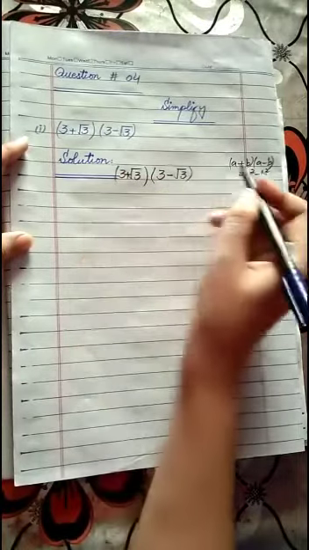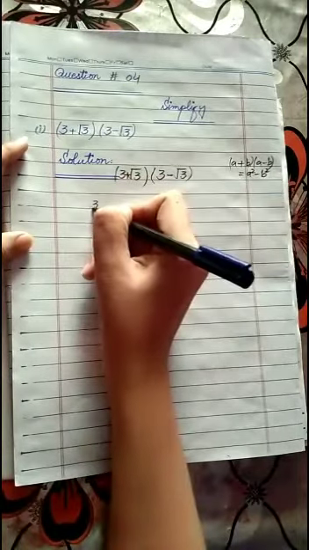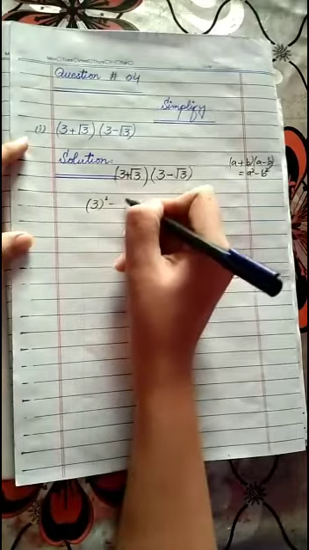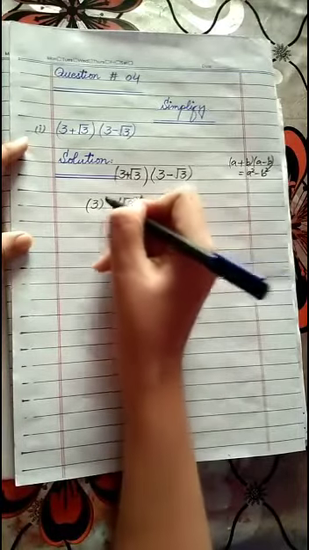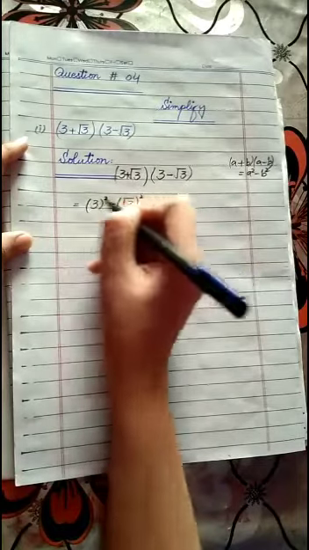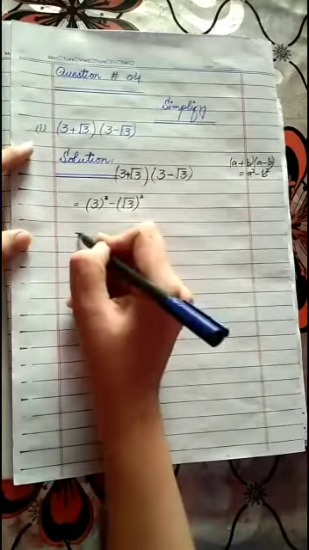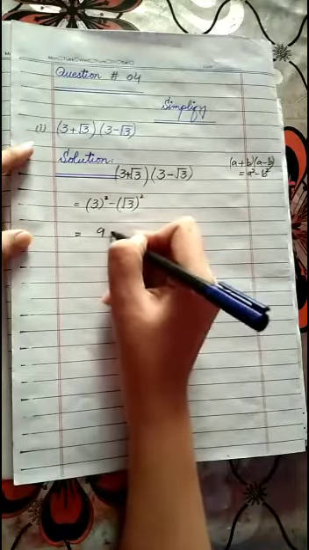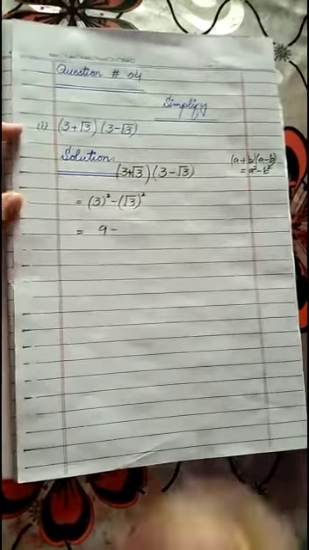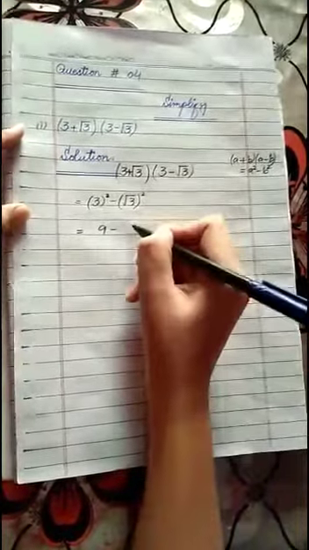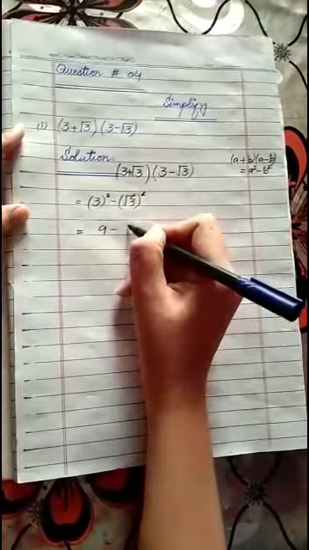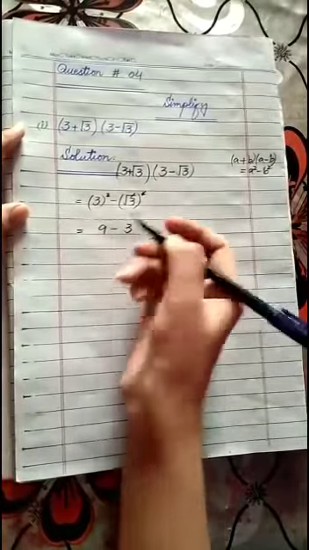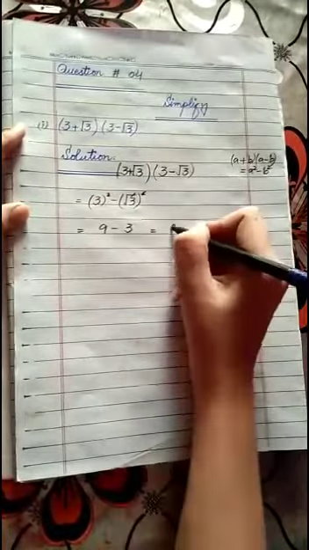So a square minus b square. Okay, so 3 two times we will multiply them. 3 two times 9 minus 3. We will open its bracket. Square root 2 will be cut with square root 2 in this power. So what is left is 3. We will subtract it. What we got is 6.